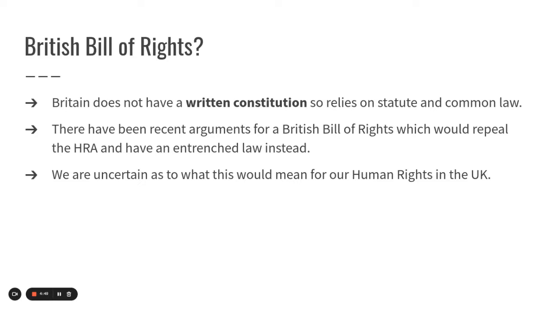So there have been arguments for a British Bill of Rights which would repeal the Human Rights Act, and this would be entrenched. This would be very difficult to repeal, which some would argue improves or increases our protection of human rights. At the moment, we are uncertain as to what this means. The Conservative Party have put out some guidance on it. You can have a look at that. It's all on the government website.